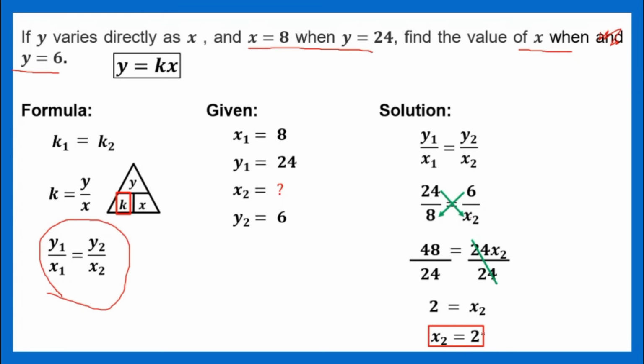Diba? 2 ang sagot natin dun sa process natin kanina. Yung x dun ay 2. So, this time, ganun din naman. 2 pa rin tayo. 2 pa rin yung sagot natin. Ayan. So, I hope this is clear.